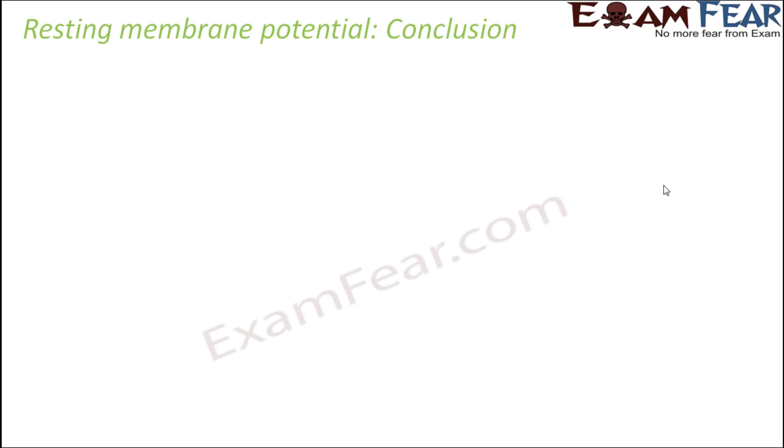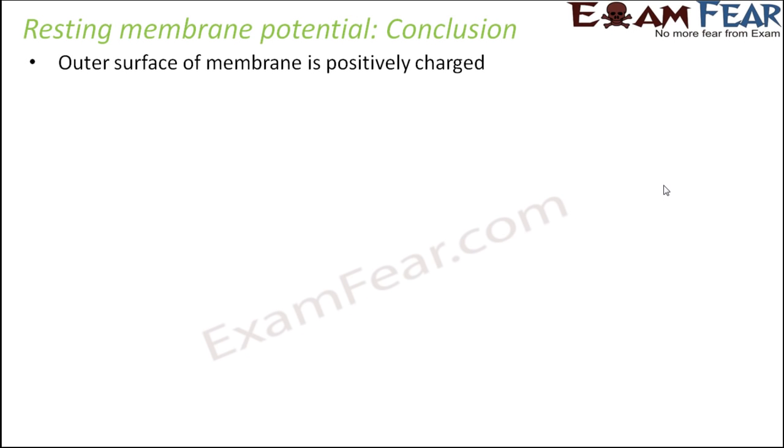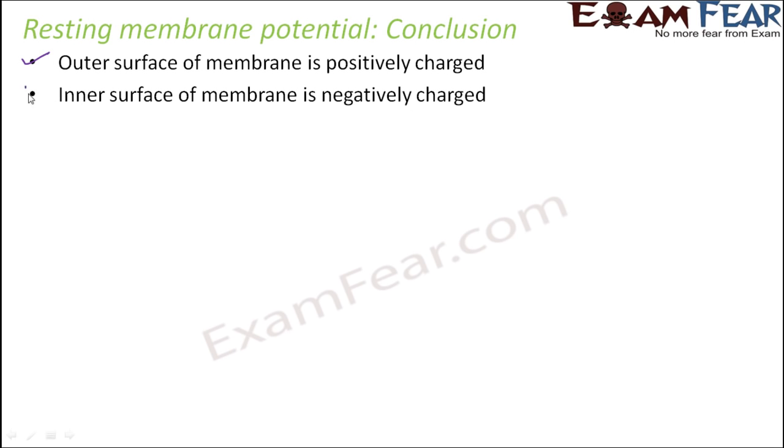So now our conclusion based on all these 3 is that the outer surface of the membrane is positively charged. Inner surface of the membrane is negatively charged. So we mean that if this is the membrane, this is the outside. So outside will have a net positive charge and inside will have a net negative charge. So that is the conclusion, knowing all the 3 types of channels which are present on the membrane.